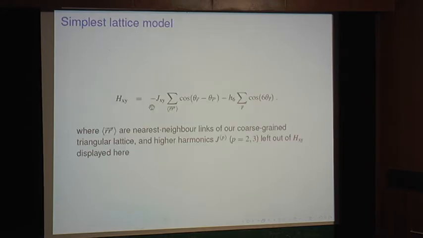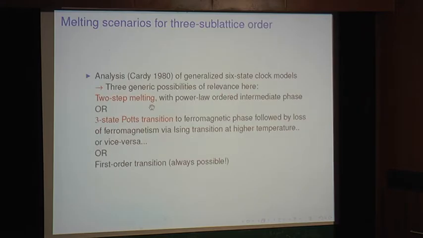And so the simplest lattice model I could write down, which is the same as that Landau theory, is to just say there's a cosine of theta_i minus theta_j with some ferromagnetic XY coupling, and then this 6-fold anisotropy. And it's this analysis of Cardy that shows for these 6-state clock models that you can have either 2-step melting or first order behavior, or a split transition where there's a 3-state Potts and an Ising transition. Okay. And as Shubhro pointed out, yeah.